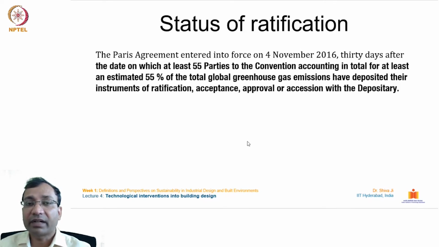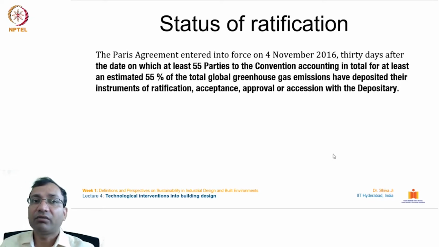Well, what is the status of ratification? The Paris Agreement entered into force on 4th November 2016, 30 days after the date on which at least 55 parties to the convention, accounting in total for at least an estimated 55% of the total global greenhouse gas emissions, have deposited their instruments of ratification, acceptance, approval, or accession with the depository.